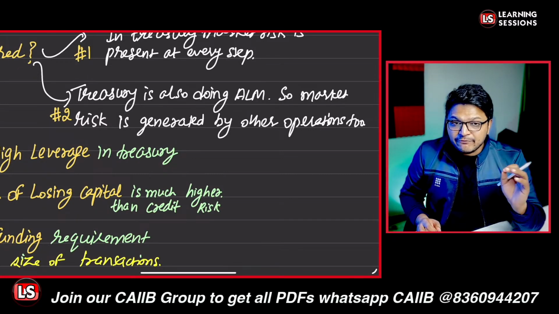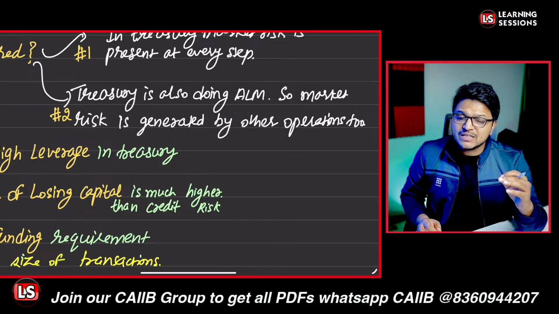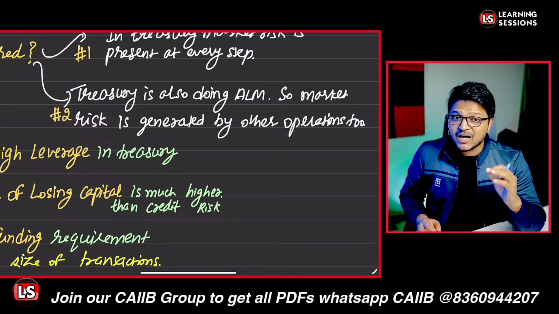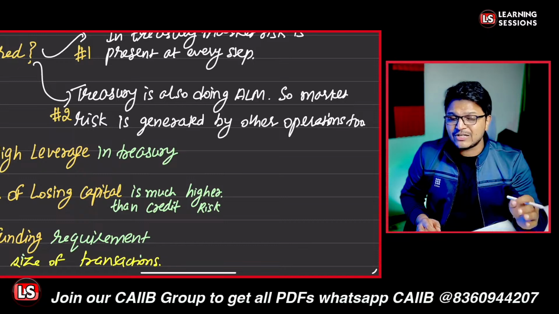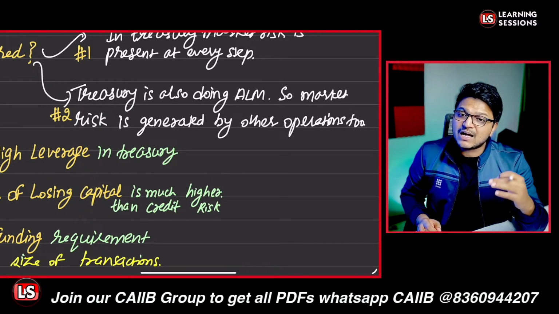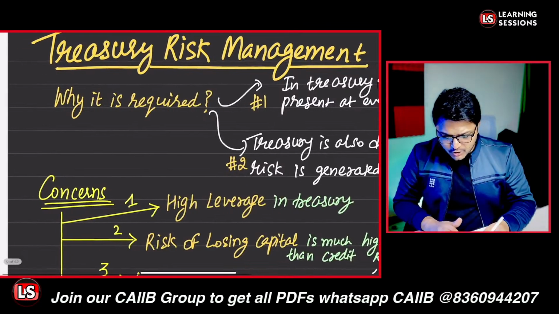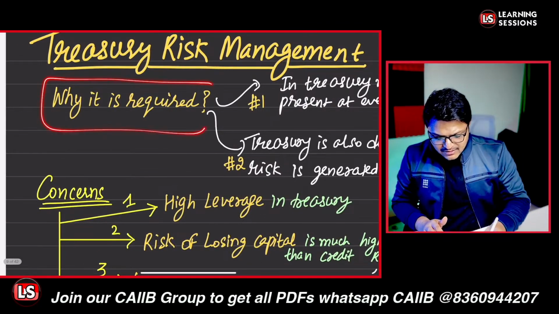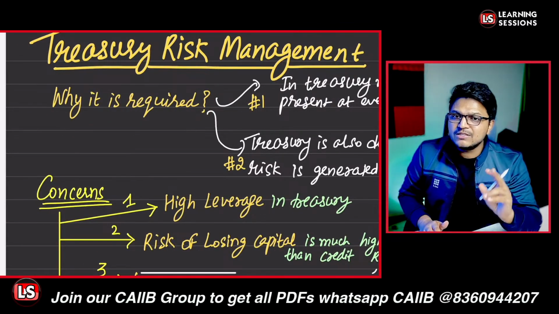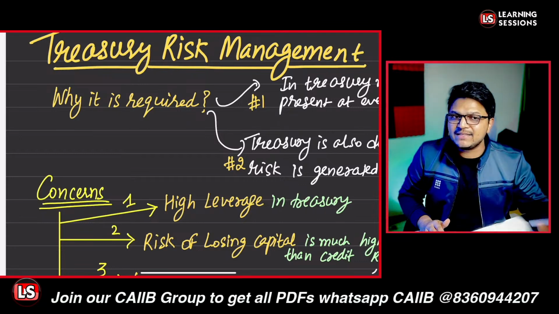And definitely whenever we are trying to do that, a market risk is generated, and also in the other operations where the treasury is dealing, market risk is present. That is why it is required that we manage the risk in the treasury. So that was a simple answer to this question of why it is required, right?